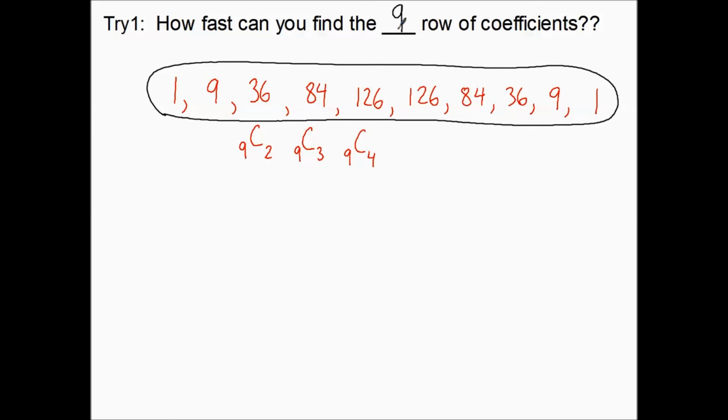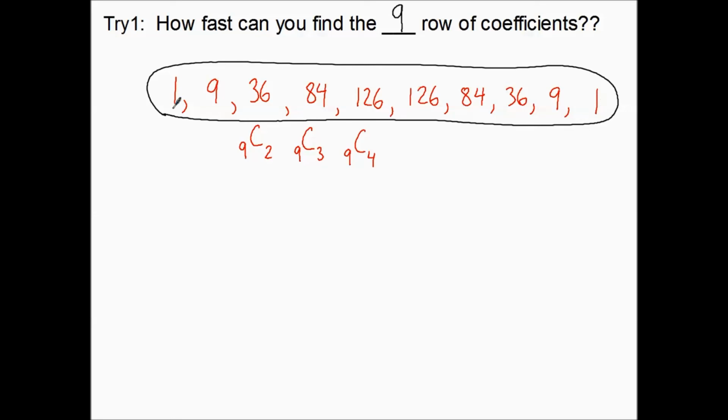I knew that in the 9 row, there would be 10 coefficients. I've already found 5. I know that these rows are symmetric, so I just counted back down, 126, 84, 36, 9, 1. Got it in about 50 seconds. So that's pretty cool. You could have expanded Pascal's triangle all the way down to the 9 row. I'm interested to know how long it would take you to do that. Or you could use your binomial theorem like I did.